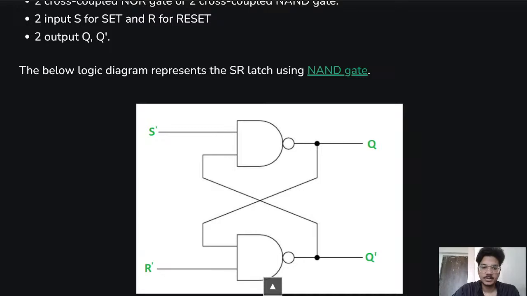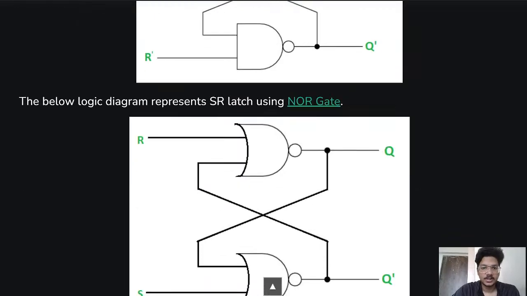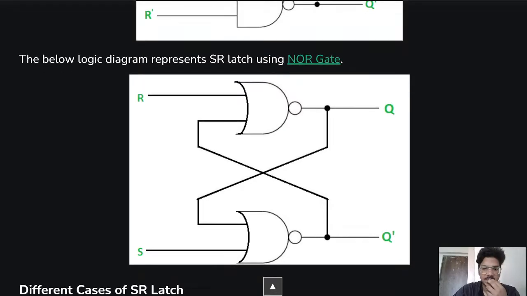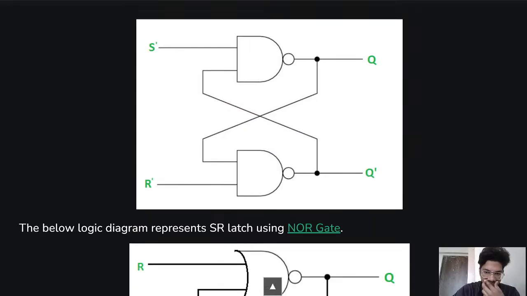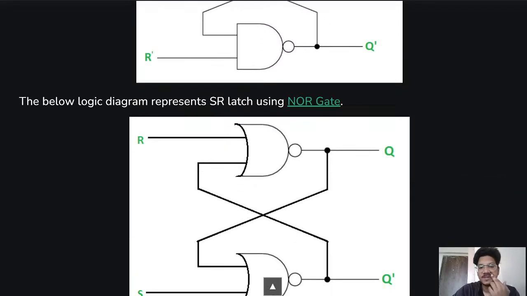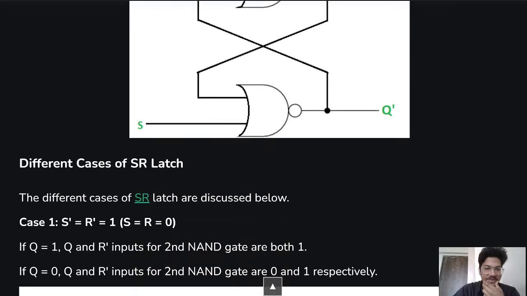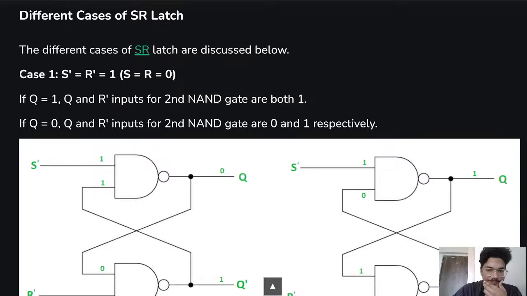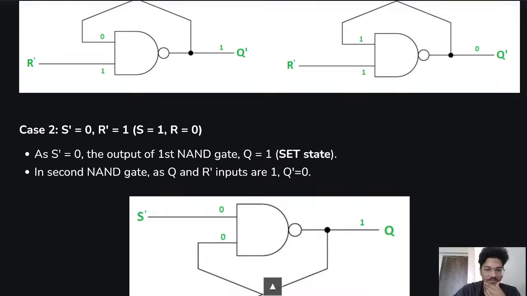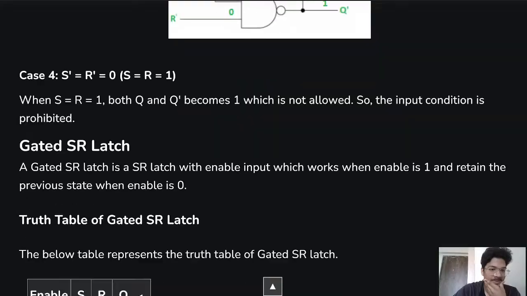The logic diagram is here. And this is the NOR representation, a latch using NOR gates, in which S dash goes to Q and R dash to Q dash. In which R goes to Q and S to Q dash. Different cases of S R. These are the SR latches.